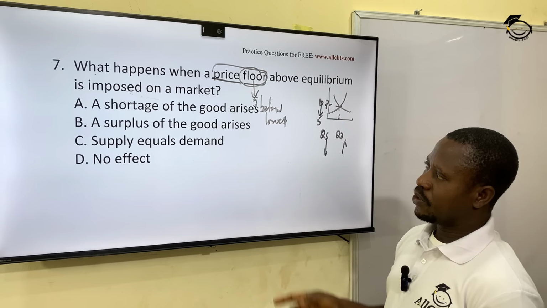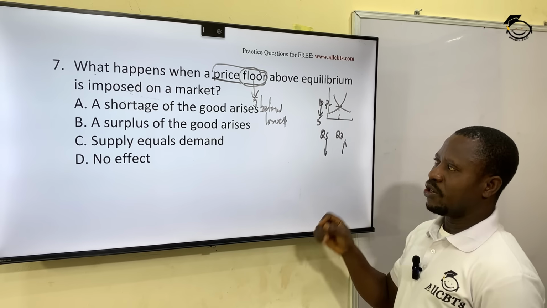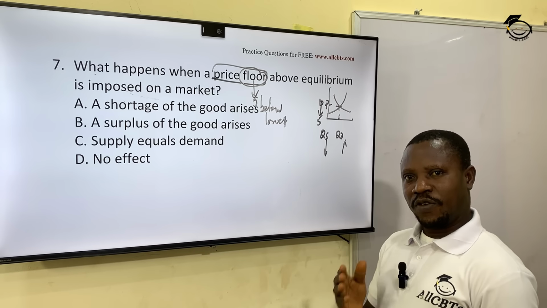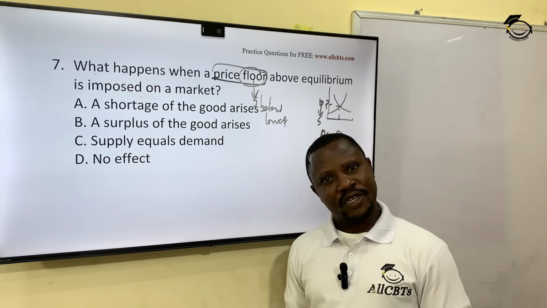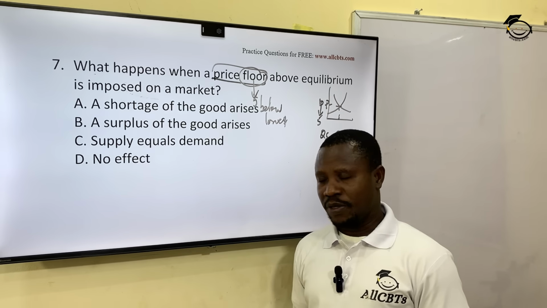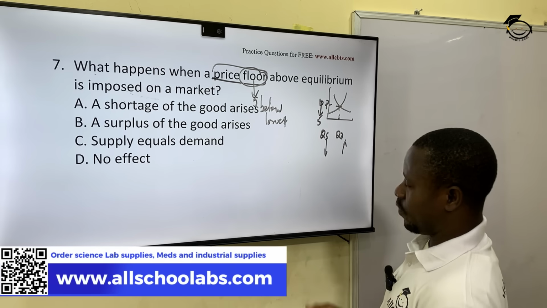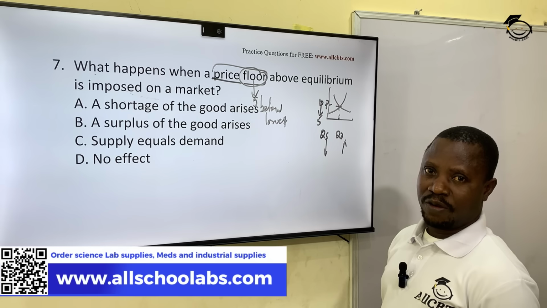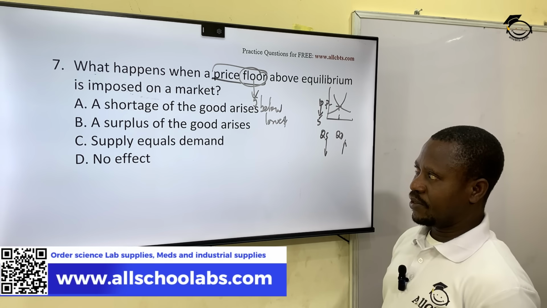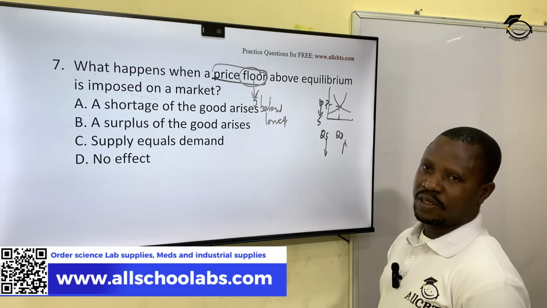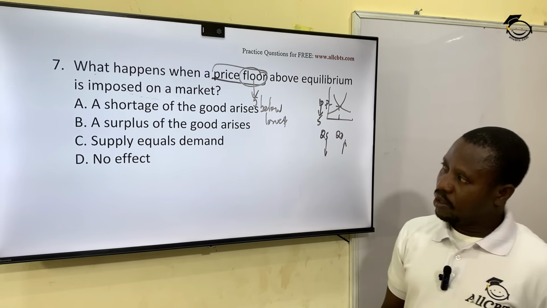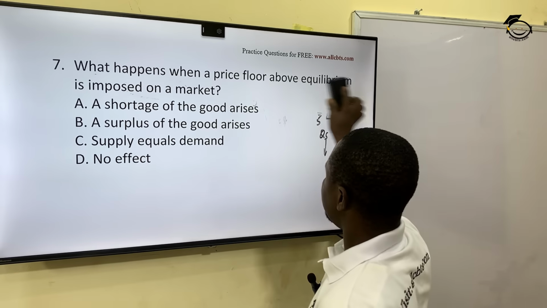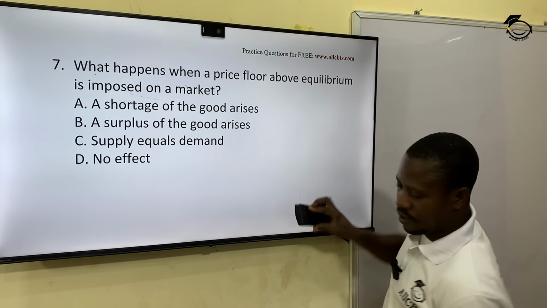The answer to this question is that a shortage of the goods arises. Why? Based on the fundamental laws of demand and supply. Are you with me? Very well. Because as the price has fallen, the supply automatically will fall based on the law of supply, while the demand rises. So there will be shortage of that goods in the market. Okay? The correct option there is option A. So let's move on to the next question.